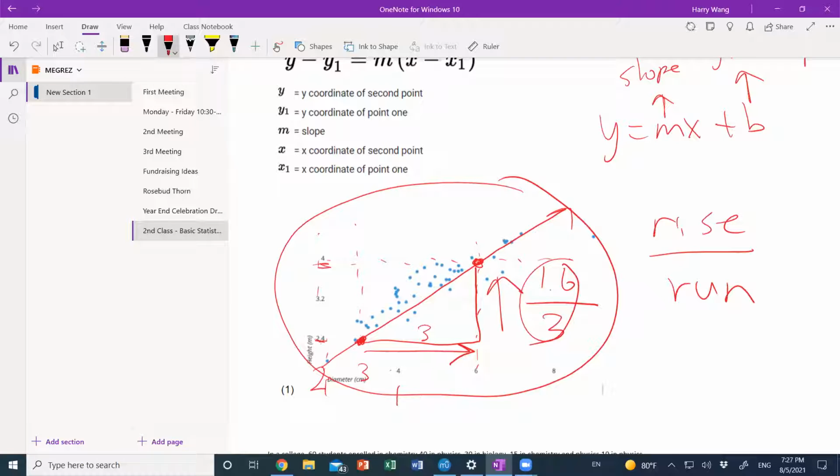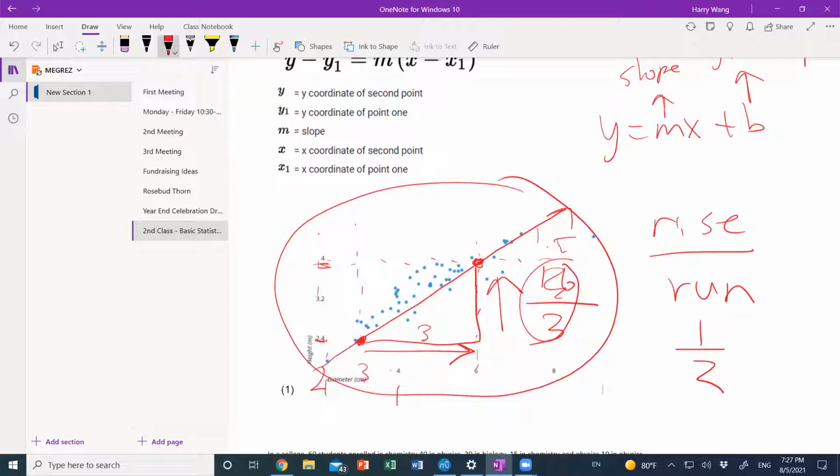1.6 divided by 3 is pretty tricky. I don't really want to do it. I need to grab a calculator, but we can approximate. Don't actually do this if you're doing a test. I'm just doing this for simplicity's sake. I'm just gonna make this 1.5. So 1.5 over 3. This is simply a slope of 1/2.